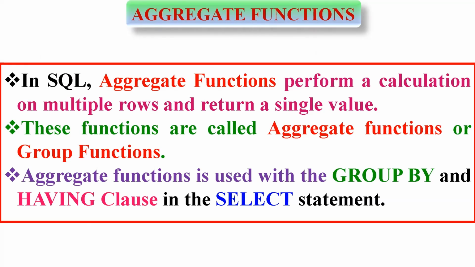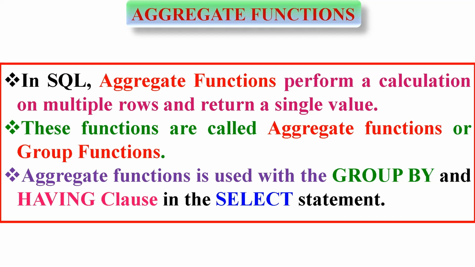Aggregate functions and null values. Until the previous video, we have learnt about single row functions which work on a single value. SQL also provides multiple row functions which work on multiple values. What are aggregate functions? In SQL, aggregate functions perform a calculation on multiple rows and return a single value. These functions are called aggregate functions or group functions.